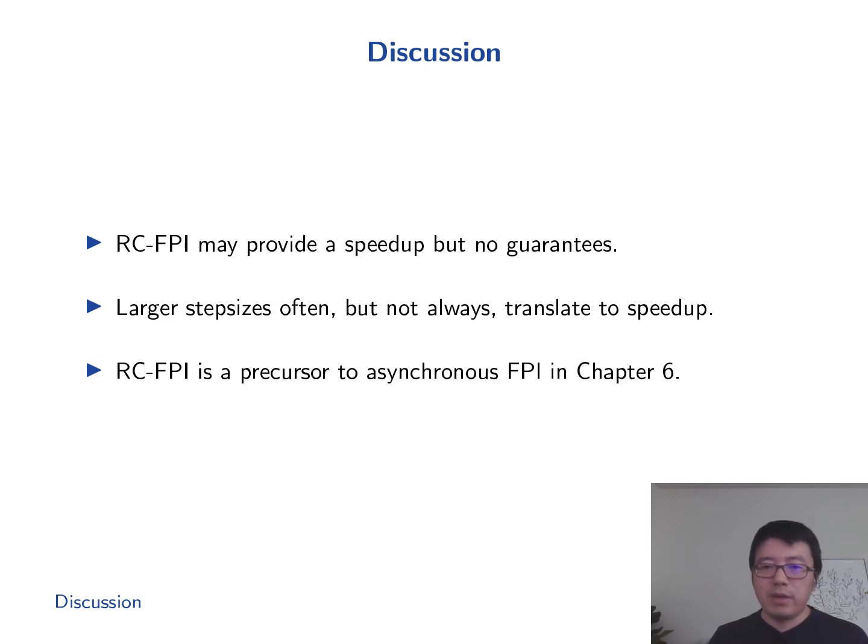In general, RCFPI may not offer a speedup over FPI. There are cases where an epoch of RCFPI and an iteration of FPI make the same progress. They converge at the same actual rate. However, we are not aware of any examples where an epoch of RCFPI gives less progress than an iteration of FPI. Now, studying RCFPI without any guarantee of speedup still serves as a precursor to the asynchronous FPI that we will discuss in Chapter 6. Asynchronous FPI will achieve more per unit of time.